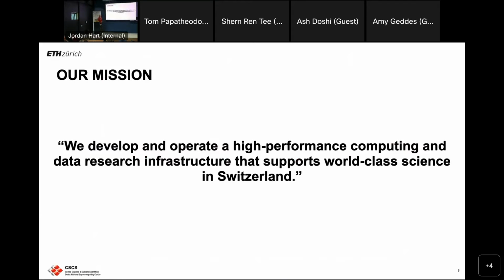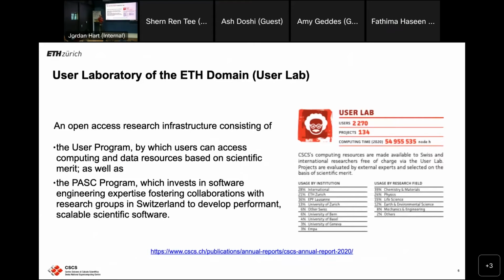Now, CSCS itself: the mission that we are given is to develop and operate high-performance computing and data research infrastructure. So research infrastructure, we are not an IT shop, that supports world-class science in Switzerland. And we have a user laboratory. I told you about the Paul Scherrer Institute, a site that has a synchrotron, a user laboratory. It has a free electron laser, a spallation neutron source, and a muon source. So 4 user laboratories, and the 5th one is CSCS in Lugano. And the user laboratory is open access research infrastructure.